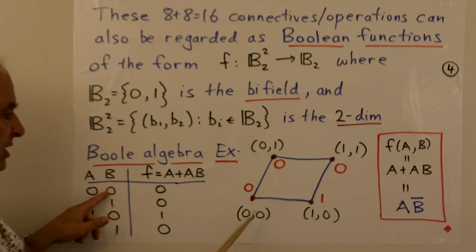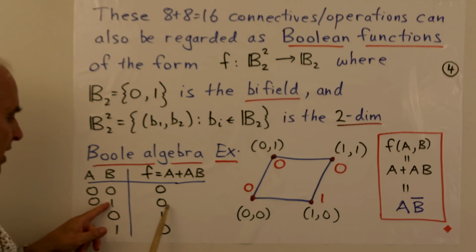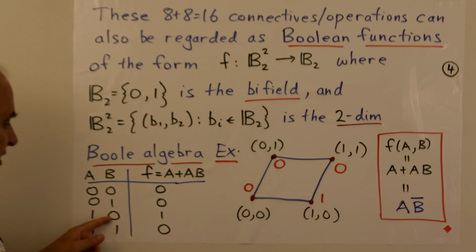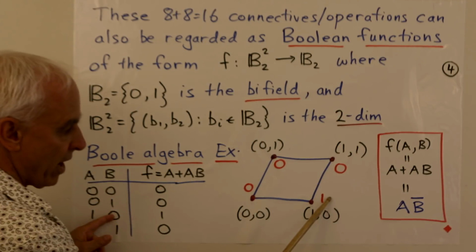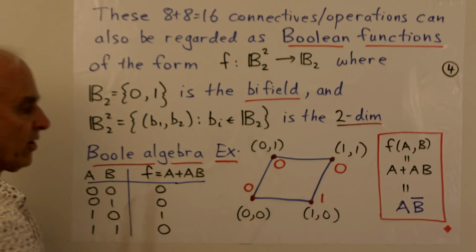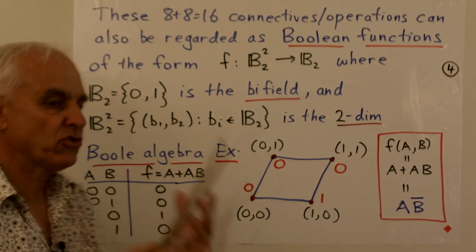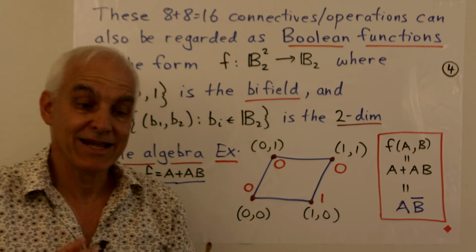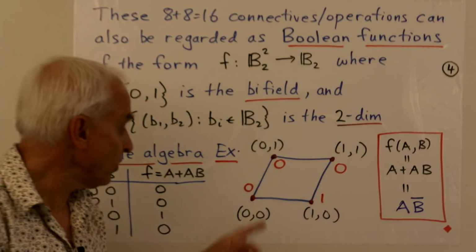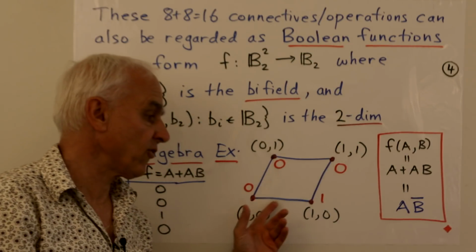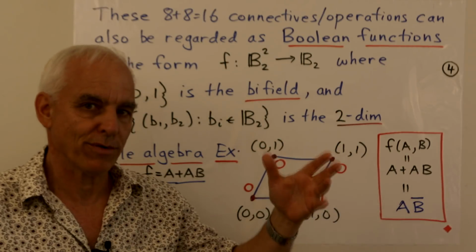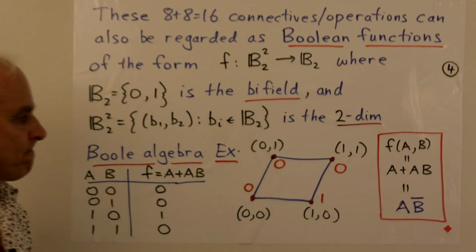So the value at 0, 0 is 0. The value at 0, 1 is 0. There's the value of 0. The vector 1, 0 has associated to it a value of 1. There it is there. And the vector 1, 1 has associated to it a value of 0. So geometrically, a Boolean function is an assignment of zeros and ones to the vertices in this square. More generally, a cube or hypercube or something like that.